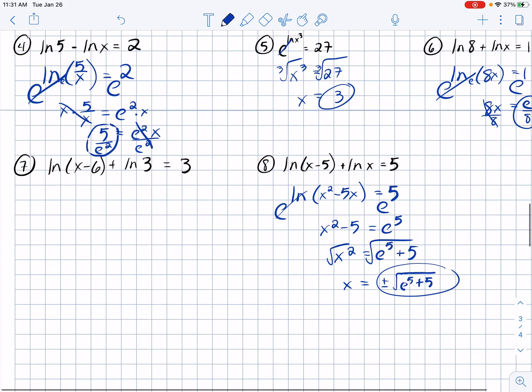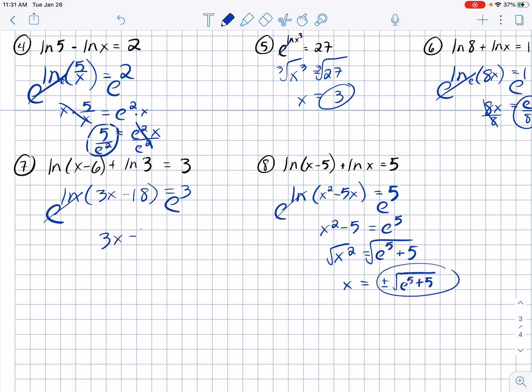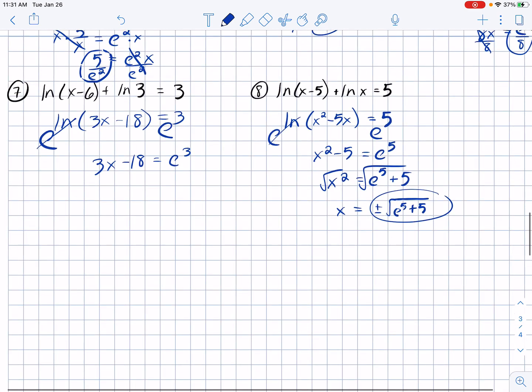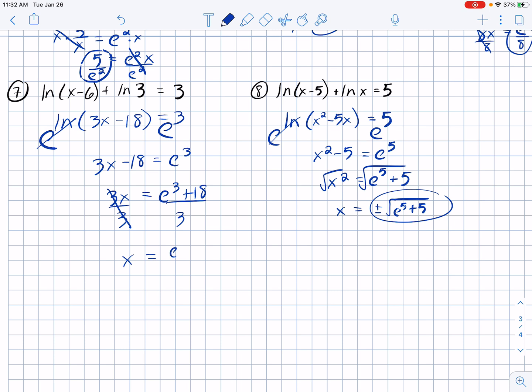And then finally for 7, we're adding two log expressions, so we should be multiplying. Don't forget to distribute the 3 to the x and 6. Exponentiate both sides by a base e. We have 3x minus 18 equals e cubed. Again, we're just going to leave that as e cubed for now. Add your 18 to the other side. Divide by our 3. And you have x equals e cubed plus 18 divided by 3. Just leave it like that.